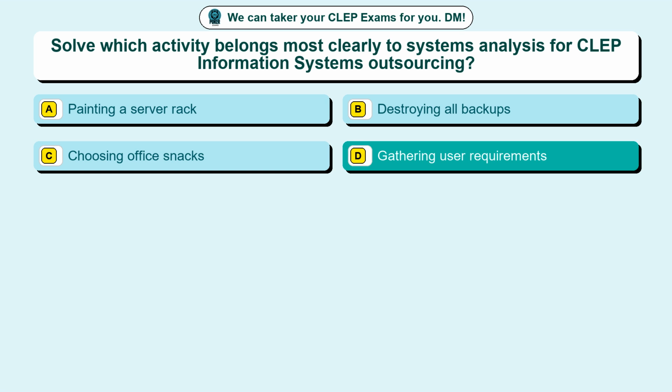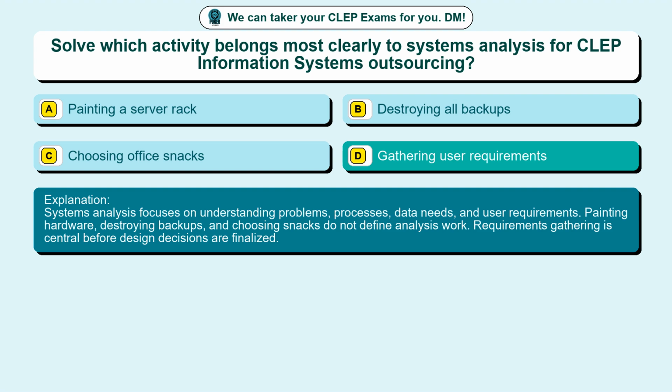Gathering user requirements. Systems analysis focuses on understanding problems, processes, data needs, and user requirements. Painting hardware, destroying backups, and choosing snacks do not define analysis work. Requirements gathering is central before design decisions are finalized.